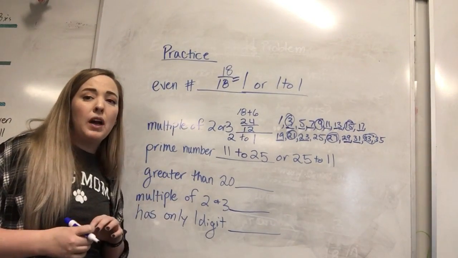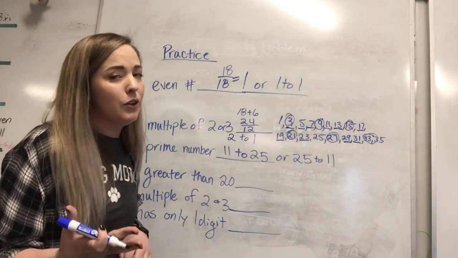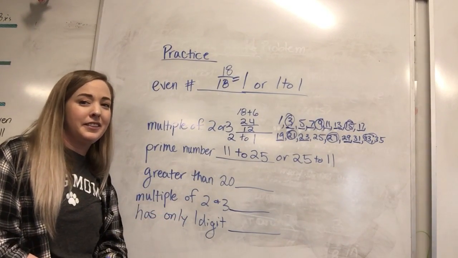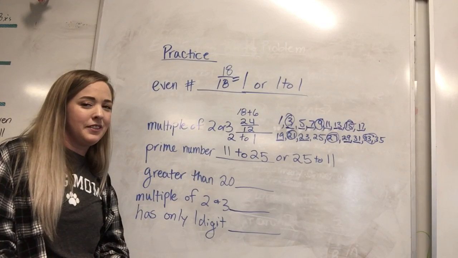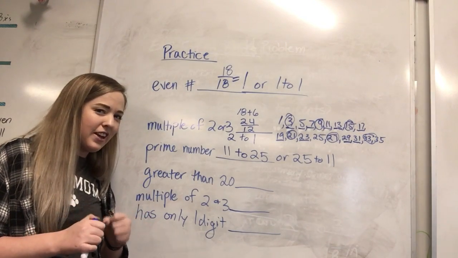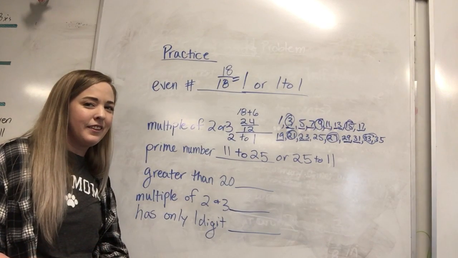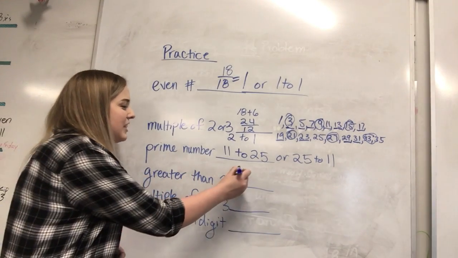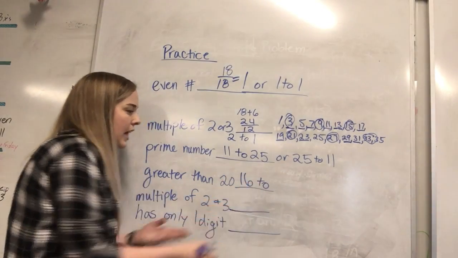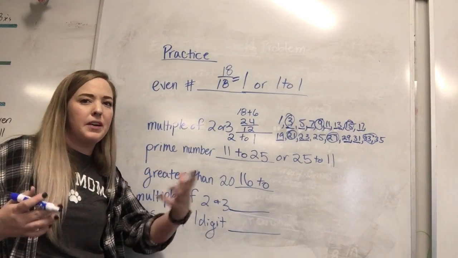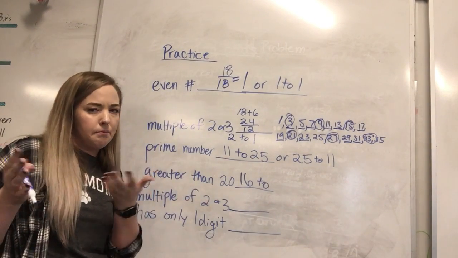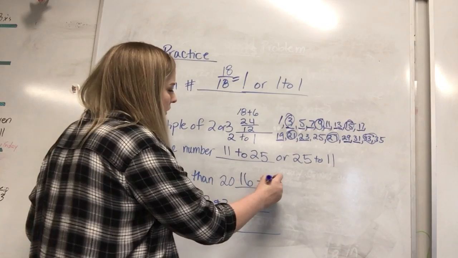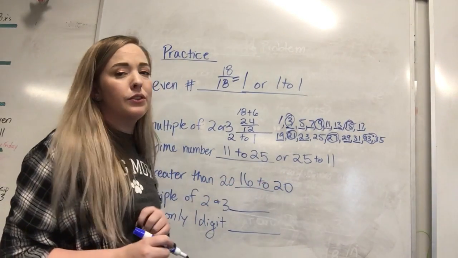All right, greater than 20. So 20 is not included in it. So how many numbers are there from 21 to 36? Anybody going to guess? So if you guessed 16, you're right. So we know that 16 numbers are greater than 20, and how many are left over? How many are not greater than 20? 20 is one of them. So you should get 16 to 20, but this can be reduced.